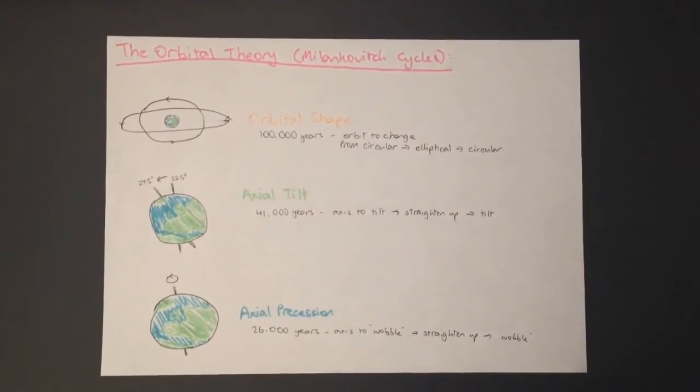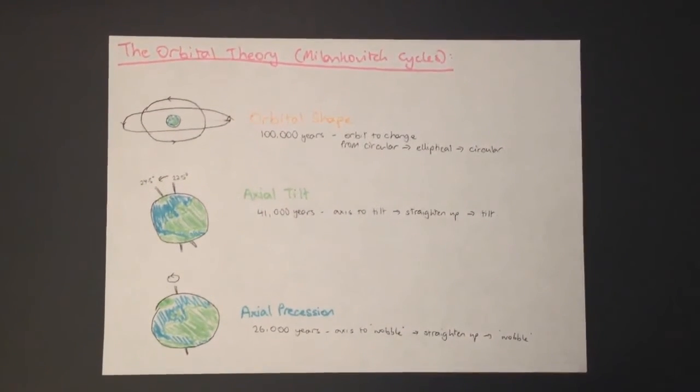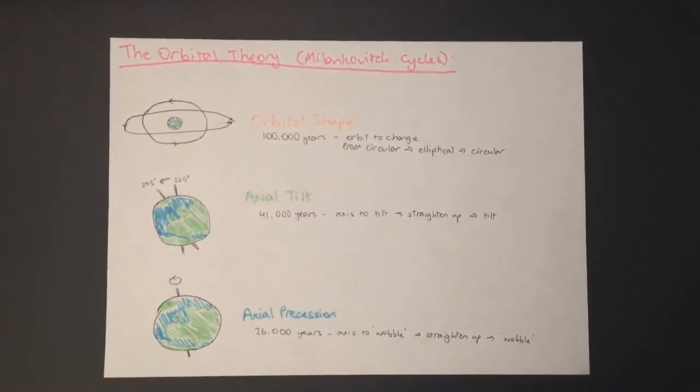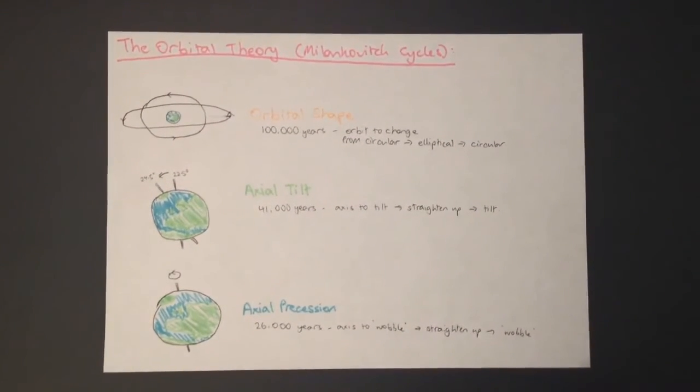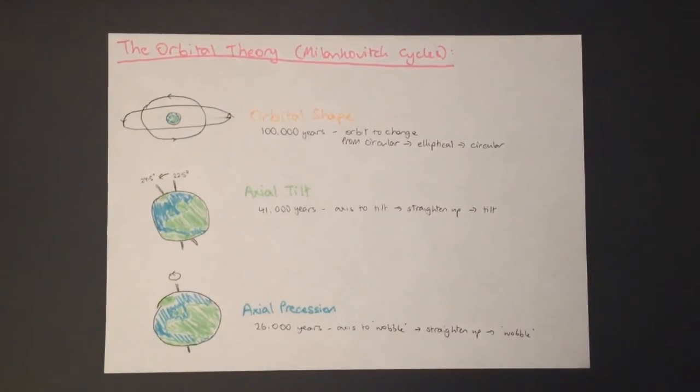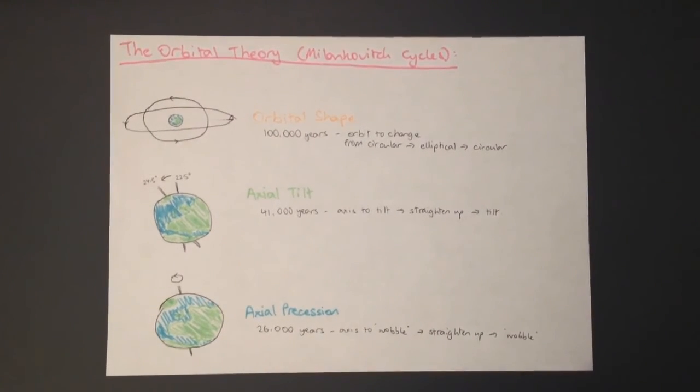It takes 100,000 years for the Earth's orbit to change from being more circular to being more elliptical and then becoming more circular again. It takes 41,000 years for the Earth's axis to tilt, straighten back up, and tilt again. And it takes 26,000 years for the Earth's axis to wobble, straighten up, and wobble again.